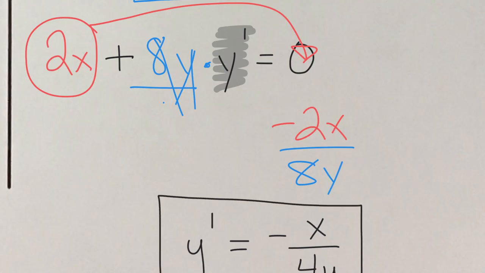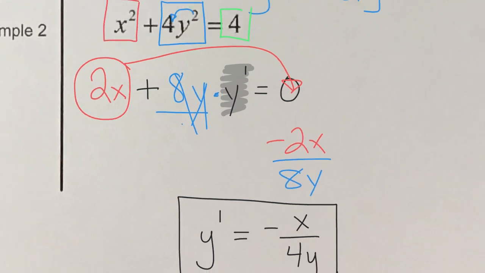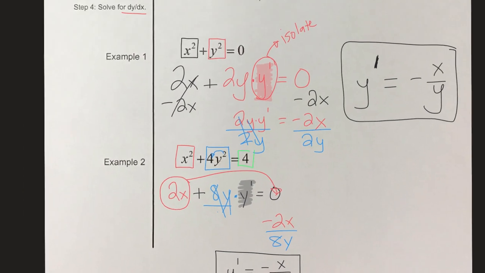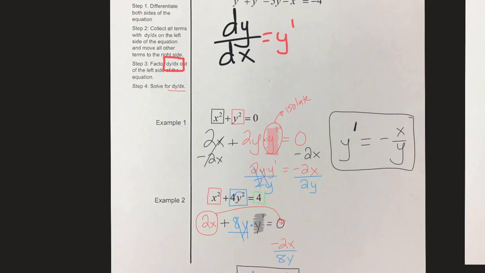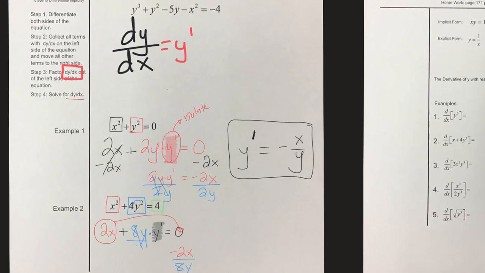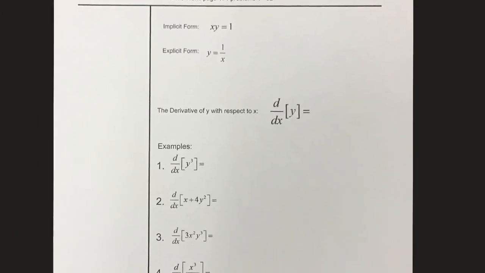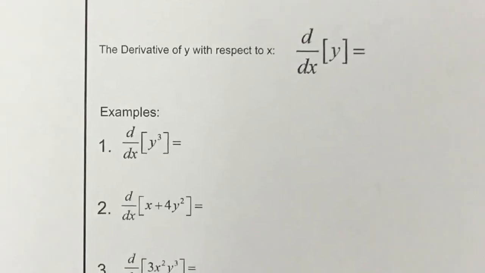Okay, so in this case, we can find the slope at any point, right? This means the slope at any point is the negative of the x coordinate divided by 4 times the y coordinate. So we're still finding slopes. That's the whole point of derivatives: to find the slope of the line tangent to any point on your curve. So remember, that's still our goal when we're finding a derivative, to find the slope of the tangent line.